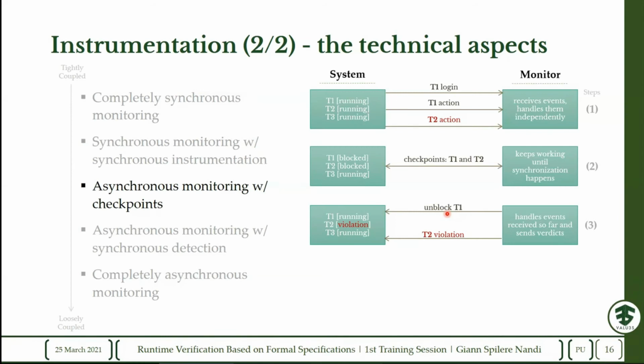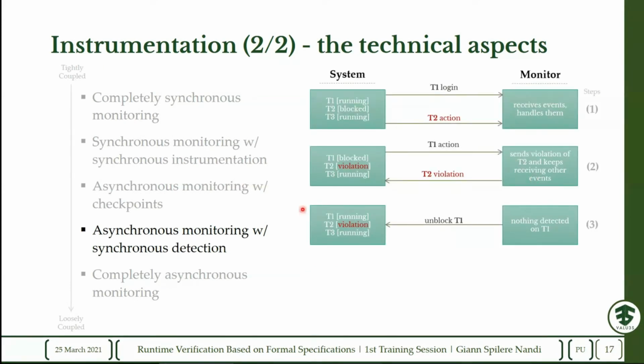Third example is when you have checkpoints. The idea is that the system keeps sending events to the monitor, but the monitor only issues a verdict when all the tasks that are related to that checkpoint and the monitors are synced up in the same checkpoint.